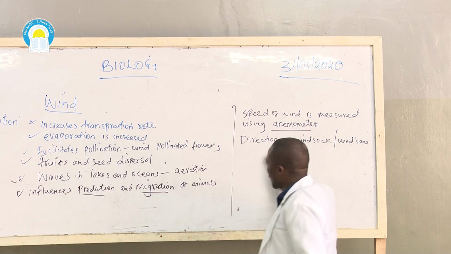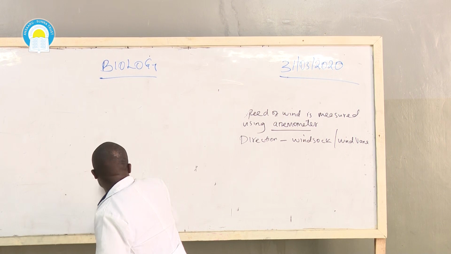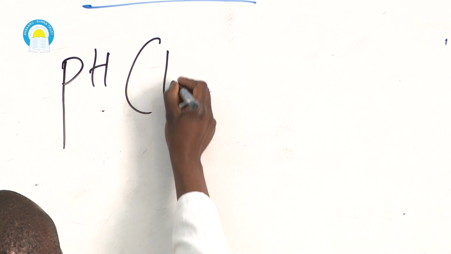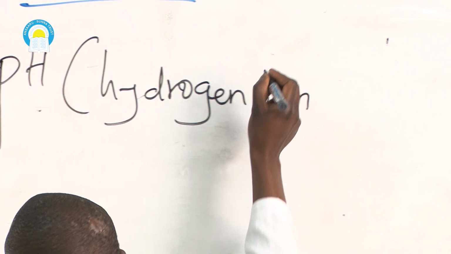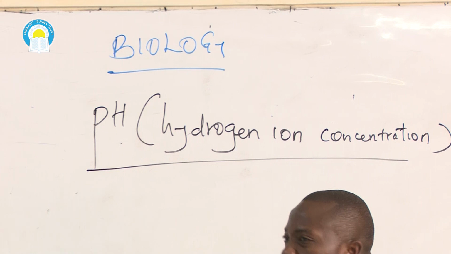Then, after understanding wind, we talk about pH as an abiotic factor. The other one is pH: hydrogen ion concentration. That is the pH.